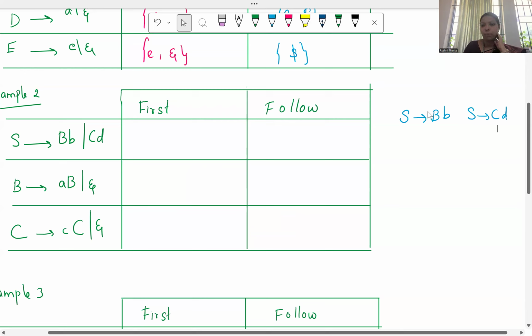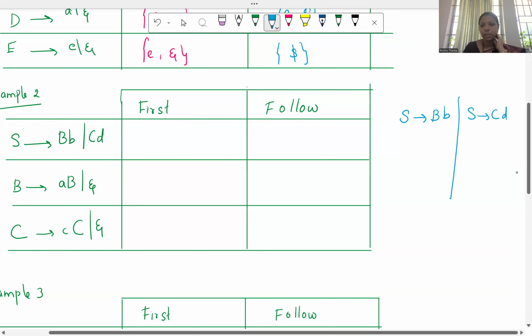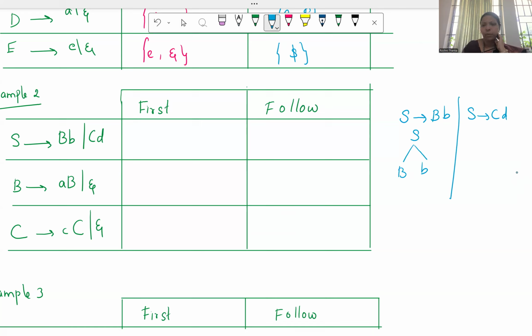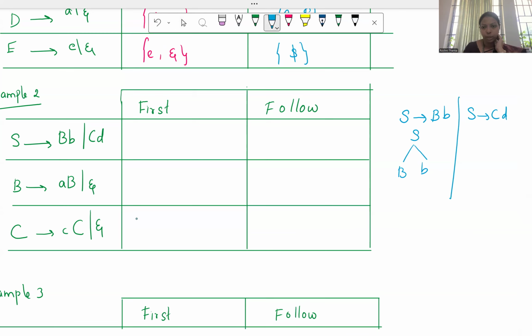So let us discuss about this first. In this case, if S derives capital B and small b, and whenever I get some symbol out of it, who will be the first symbol? This capital B. But this capital B is what? It is a non-terminal. So we have to find the terminal. Until terminal, we have to derive it. So for B, we have to go and see B's derivation. So B can be derived as either this one or this one. In this case, B can be derived as a and capital B.